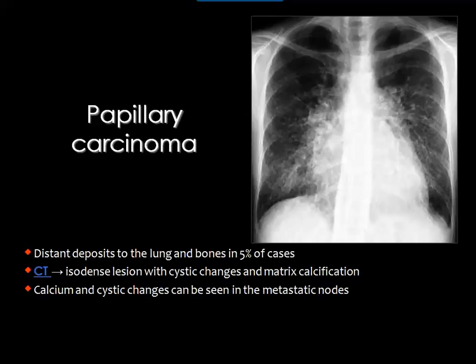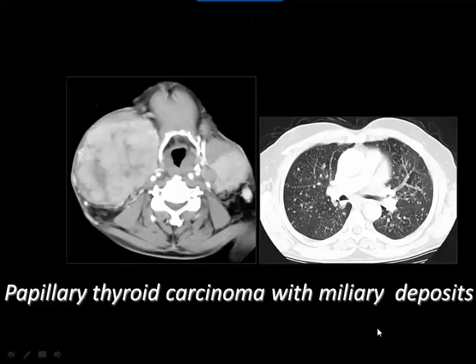Also, one of the manifestations of papillary carcinoma is to metastasize to the lung. And we used to know that one of the famous causes of miliary metastasis in the chest is the presence of papillary carcinoma of the thyroid. And this is bilateral papillary carcinoma of the thyroid gland with miliary metastatic deposits in the lung bilaterally.